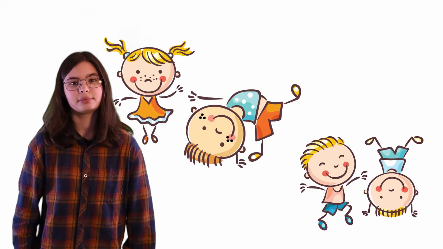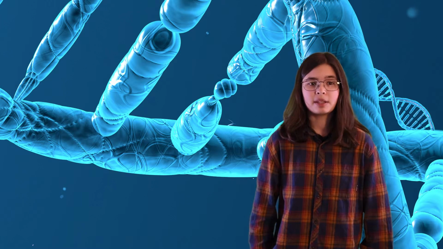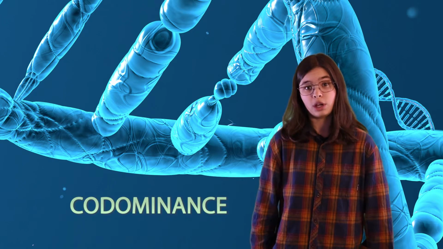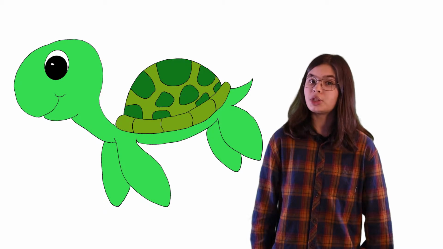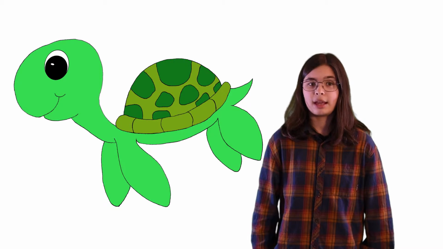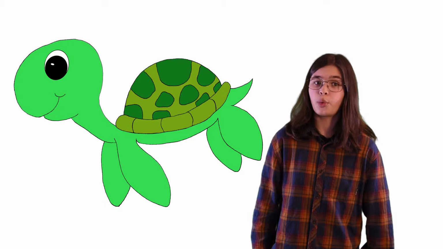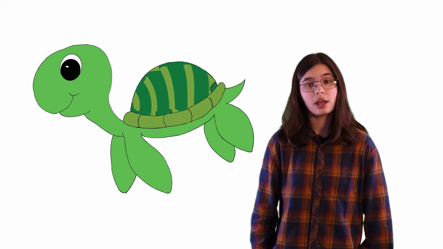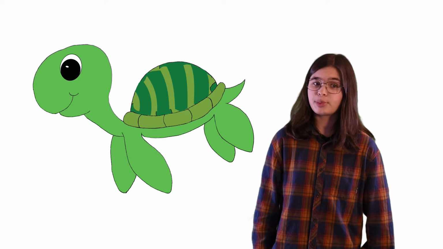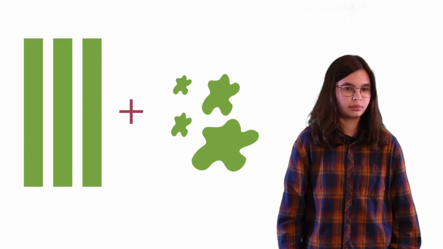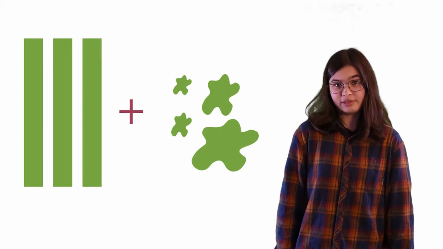Moving on. Mixing the different genotypes may seem easy, but it's not always that simple. Sometimes 2 alleles of a gene pair in a heterozygote are both fully expressed. This is called codominance. Say we're talking about the stripes and dots on a turtle's shell, and say that if a turtle with only dots on its shell were crossed with a turtle with only stripes on its shell, there's a possibility that the offspring could have both stripes and dots on its shell. How would this happen? Let's find out.